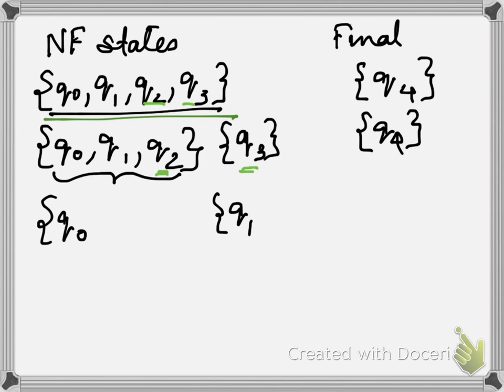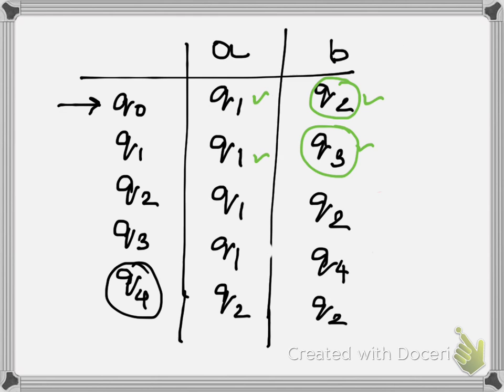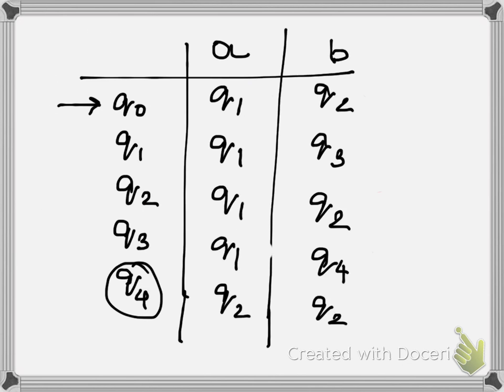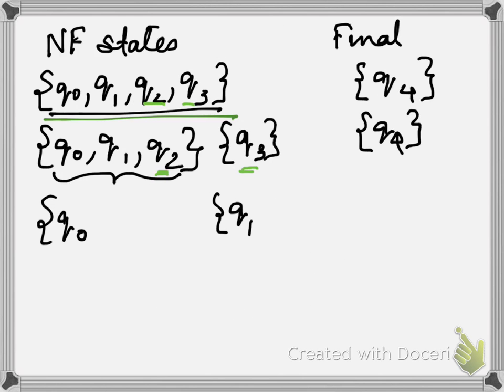Okay. Next, let us take Q2. We are left with Q2, so Q2 here. So we are looking at Q0 and Q2. Q0 on A is Q1, Q2 is also Q1. So fine. Q0 on B is Q2 and Q2 on B is also Q2. So Q0 and Q2 are equivalent.